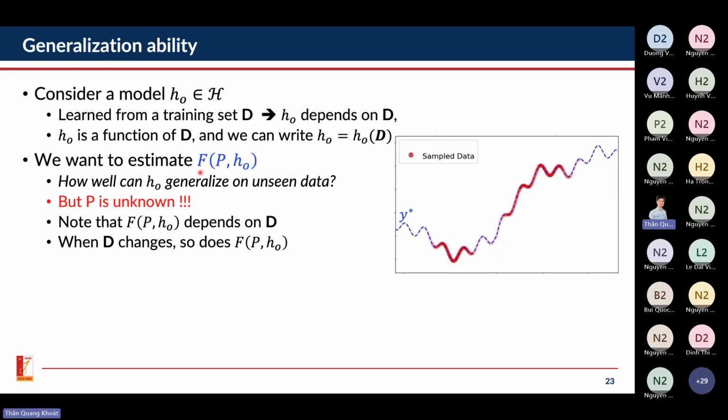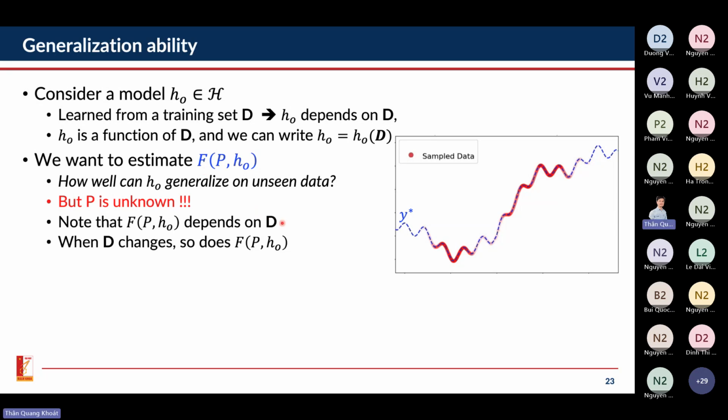And when this quantity is small, it means that the model can generalize well. Otherwise, the model can be very bad, sometimes overfitting or sometimes underfitting, right? But here, we cannot compute this quantity directly because P is unknown. The data distribution is unknown. So we cannot compute this.